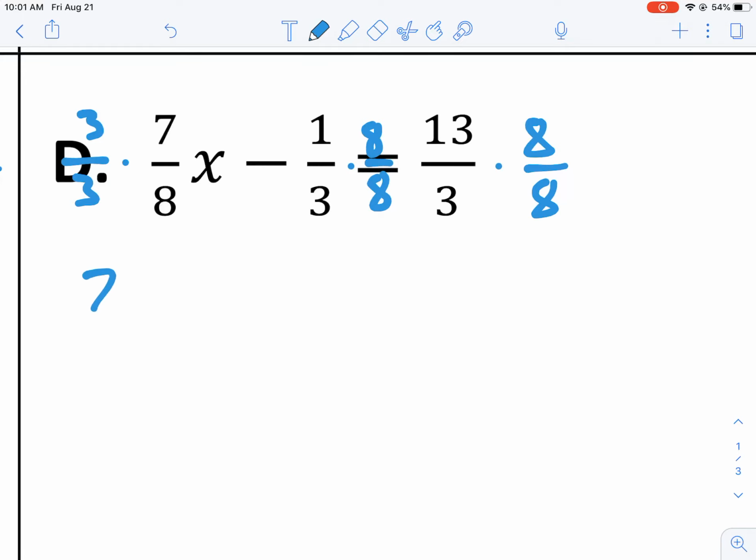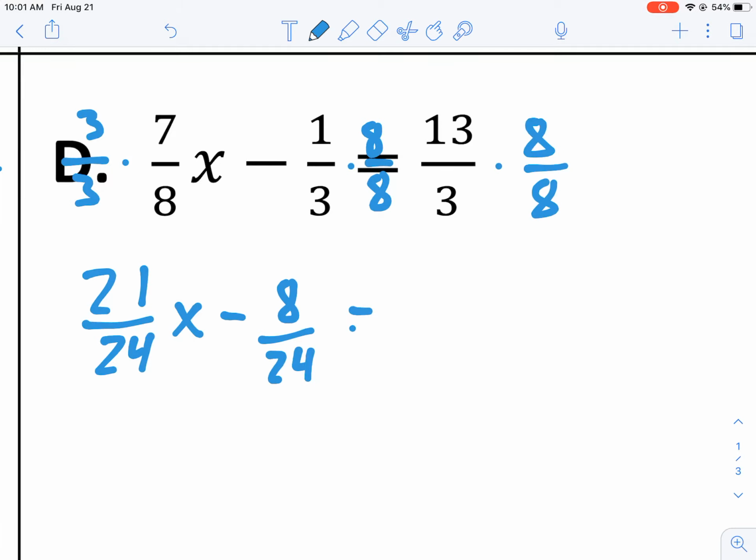So we've got 3 times 7, so we've got 21 over 24x, minus 8 times 1 is just 8, so we have 8 over 24. And then we have 8 times 13, which is, let's put it in our calculator, 104 over 24.